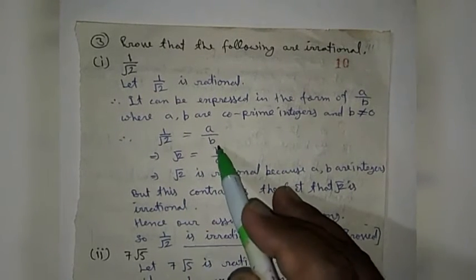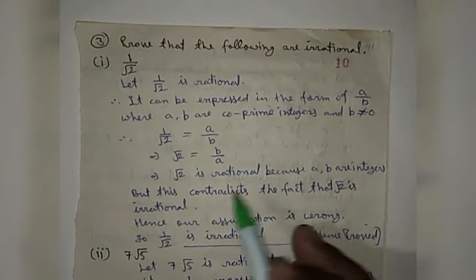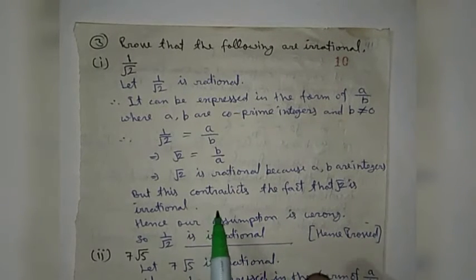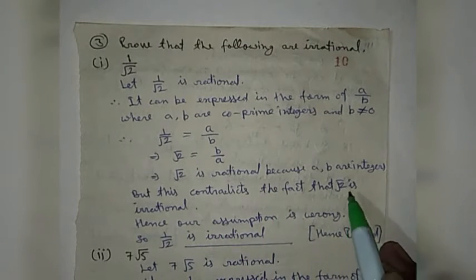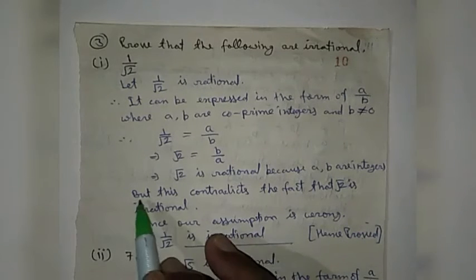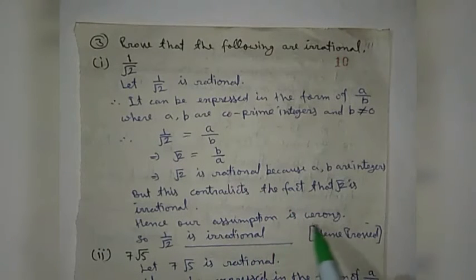So root 2 is equal to b upon a, since a, b are integers, hence root 2 is rational. But this contradicts our fact that root 2 is irrational. We have already proved that root 2 is irrational. But here it comes root 2 rational. So it contradicts our assumption, hence our assumption is wrong. So 1 upon root 2 is irrational.